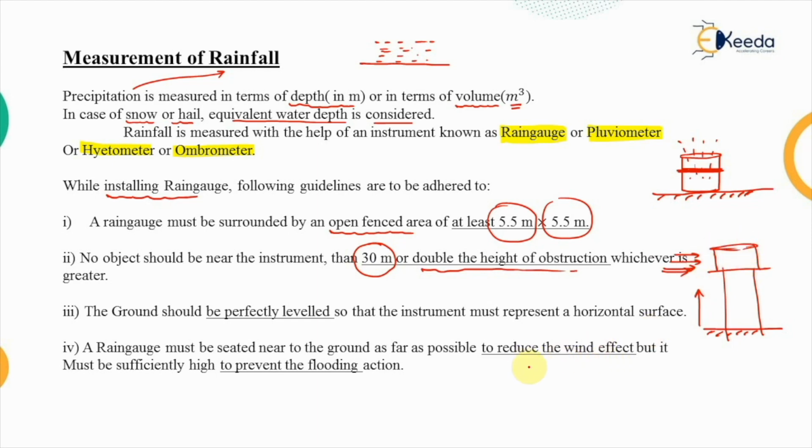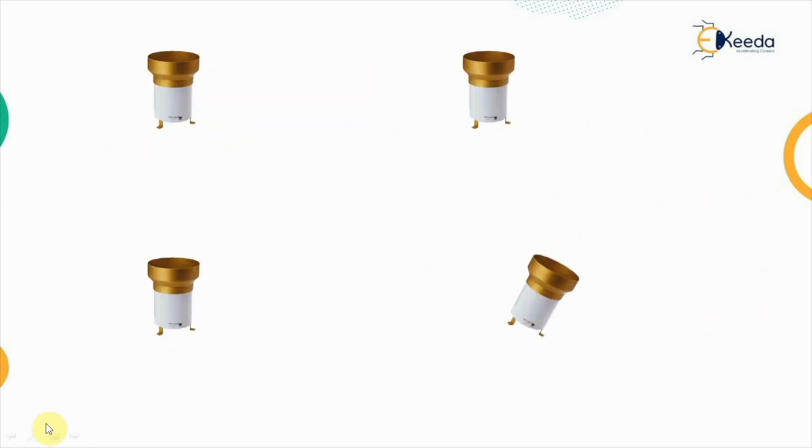Therefore, to reduce the wind effect, the rain gauge must be seated as near to the ground as possible, but it must be sufficiently high so that if there is any chance of flood, the rain gauge is not submerged in the flooding water. So it should be sufficiently high to prevent flooding. Let's say these are the four guidelines. One by one we will discuss all four conditions.